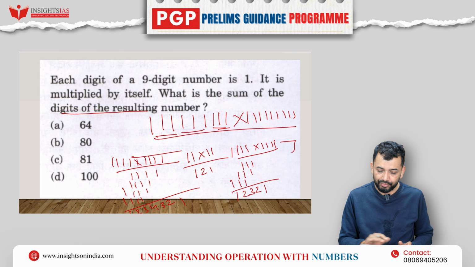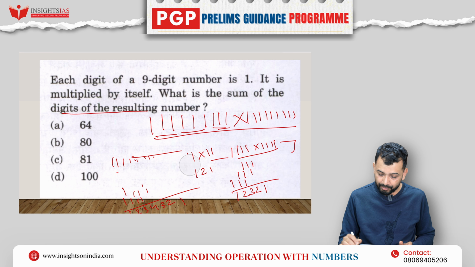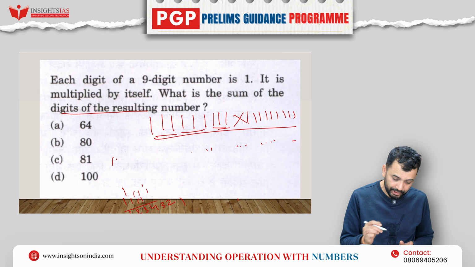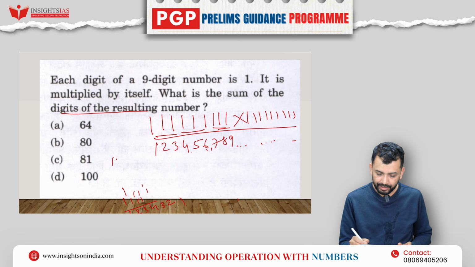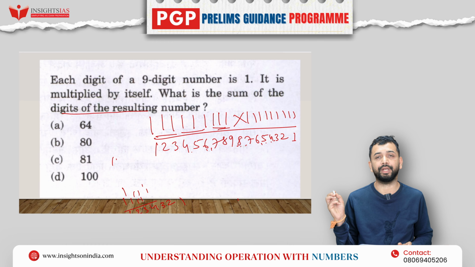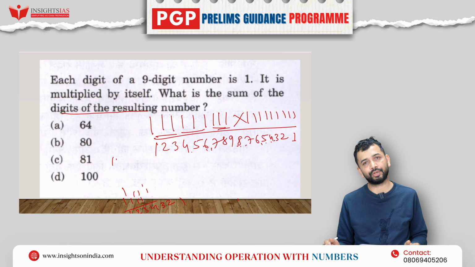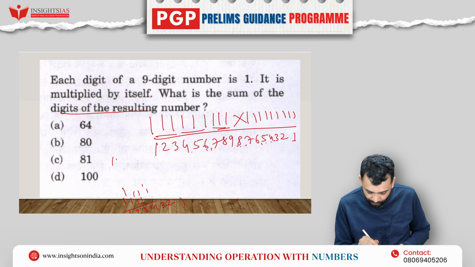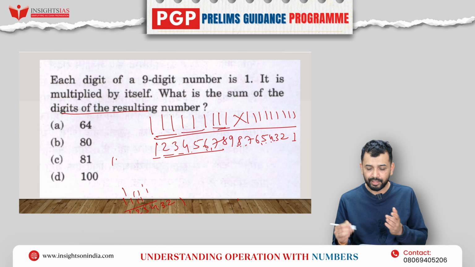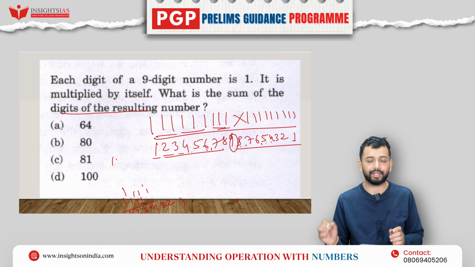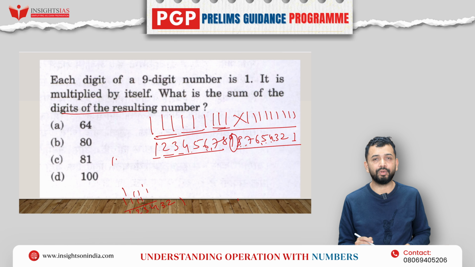Then if there are 9 digits, what should be the number that we should get? Think logically, this will become 1 2 3 4 5 6 7 8 9, then reversing it, 8 7 6 5 4 3 2 1. This is the answer you are going to get. So if I want to add these, 1 to 8 I have to add 2 times, and then I will add 9 again. So 1 to 8 will be how much?